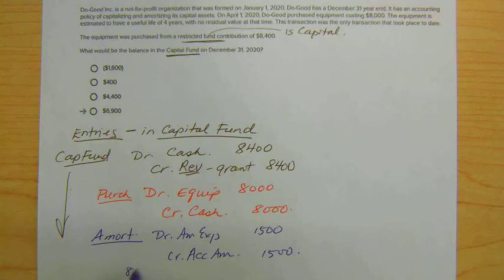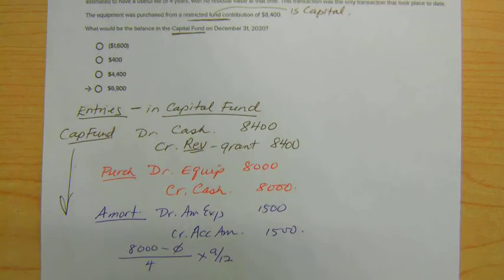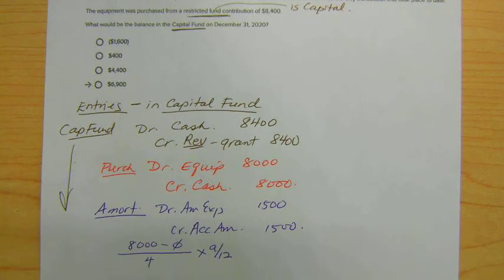So it's the $8,000 cost, no residual value, divided by 4, but you have to prorate it for the 9/12. So you guys, in terms of amortization calculations, that's about as hard as it's going to get, or they can make it. So they do a lot of prorating. Okay, so just watch for that.